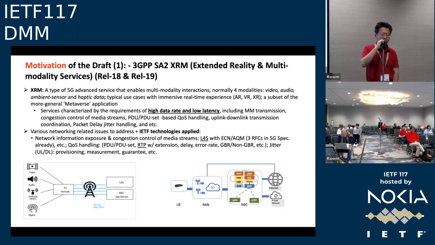The XRM service requires a high data rate and low latency. That has to be achieved through all kinds of technologies. The IETF side has been using things like L4S with ECN, AQM, and RTP QoS handling. So just memorize one thing: XRM comes from 3GPP and requires a high data rate and low latency. Okay, can you go to the next one?